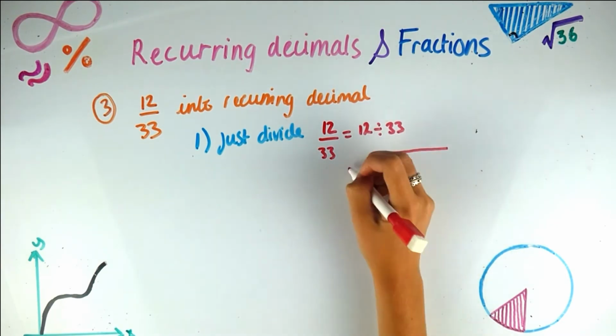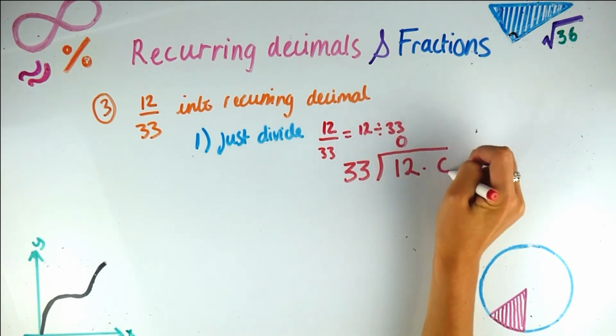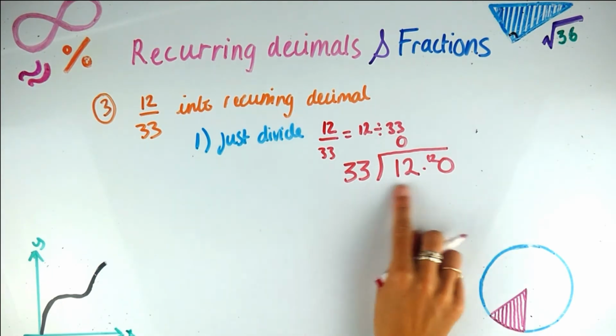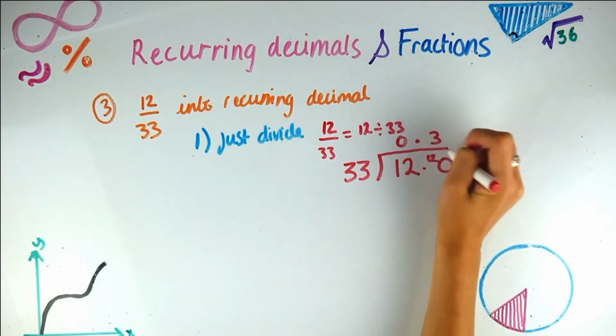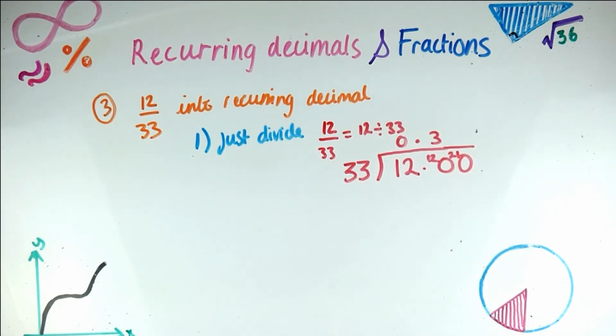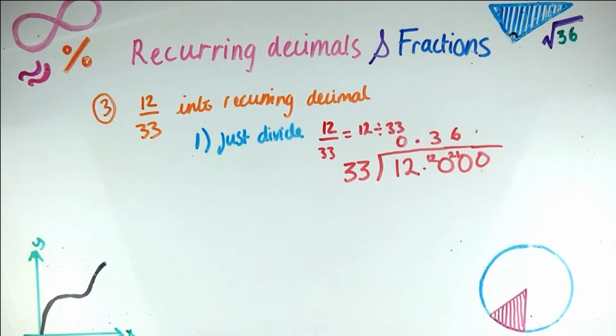So we put 12 there and 33 there. First of all, how many 33s go into 12? Well, 0, because there's not enough. So what's the remainder? We have 12. How many 33s go into 120? The answer is, so you need to put the point there, 3, but we have a remainder, 21. Now, how many 33s go into 210? The answer is 6, but we have a remainder of 12.